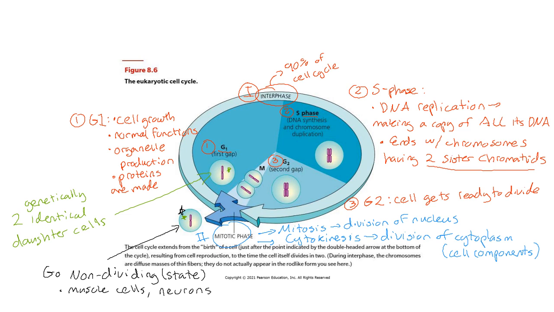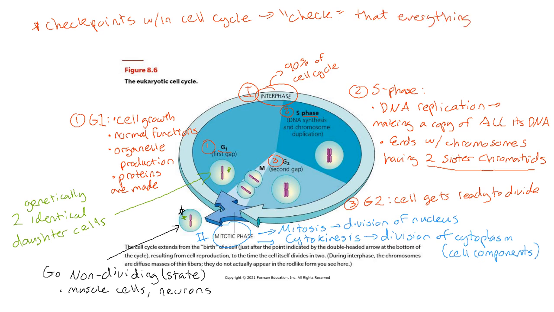And I didn't mention this, and I'm not gonna go into more detail, but just so you know, inside of this life cycle, there's always going to be regulators. There's going to be some kind of checkpoints. So this is just for you to know. There's always going to be checkpoints within the cell life cycle. And what do checkpoints do? They check that everything is okay, and the cycle can continue.